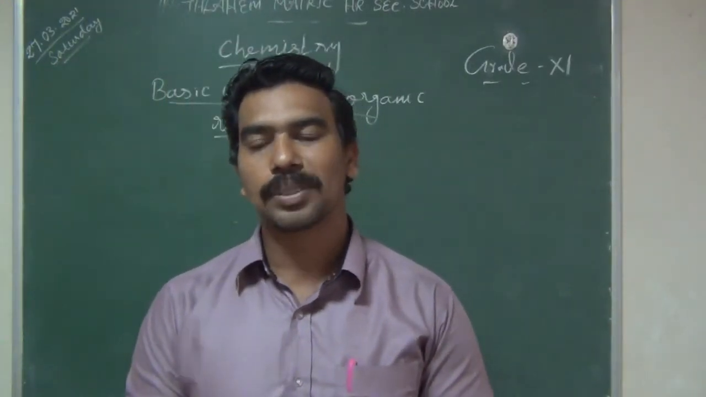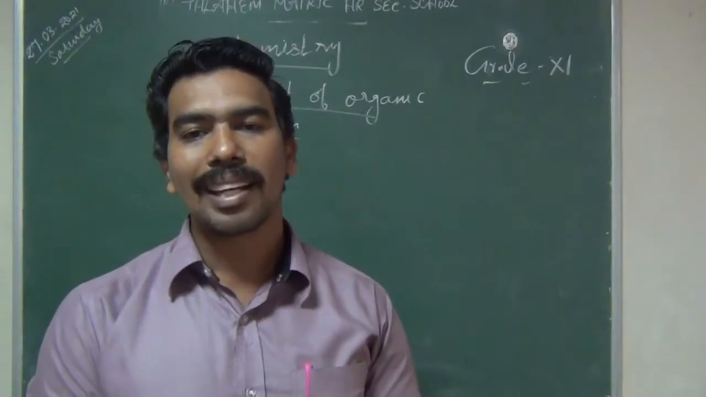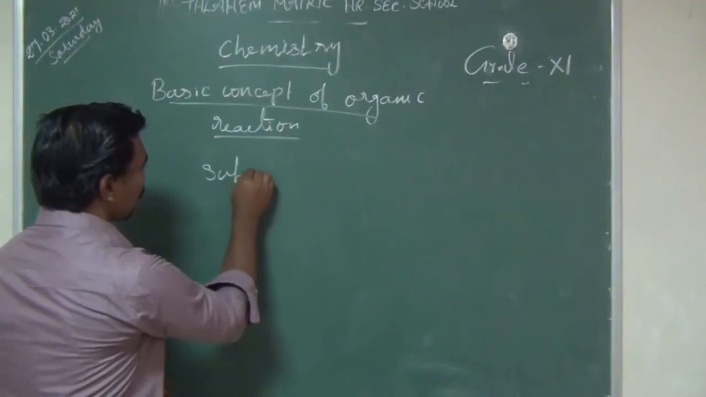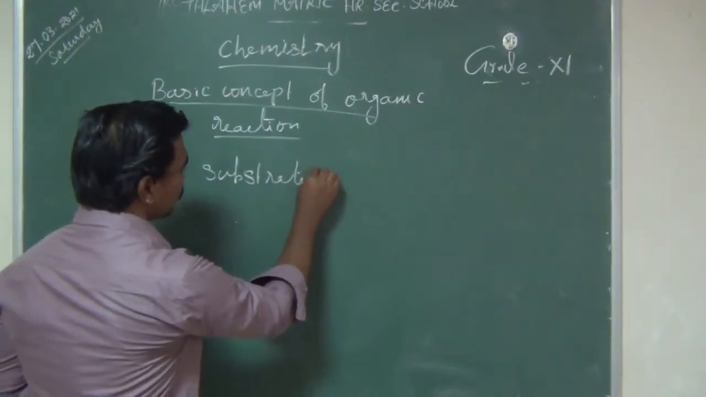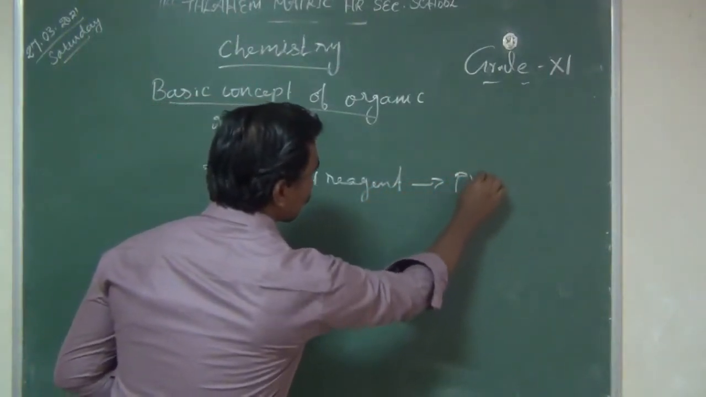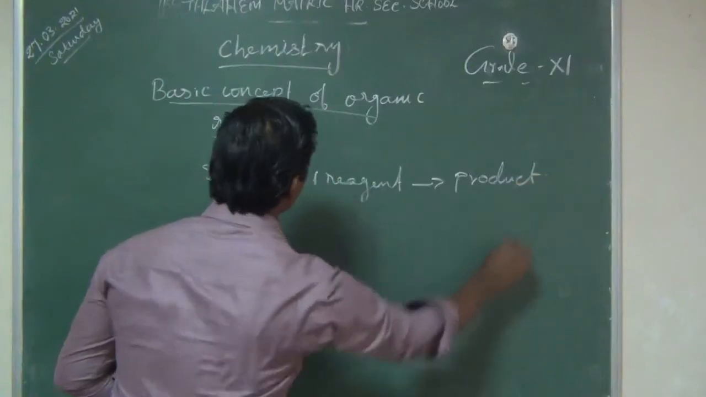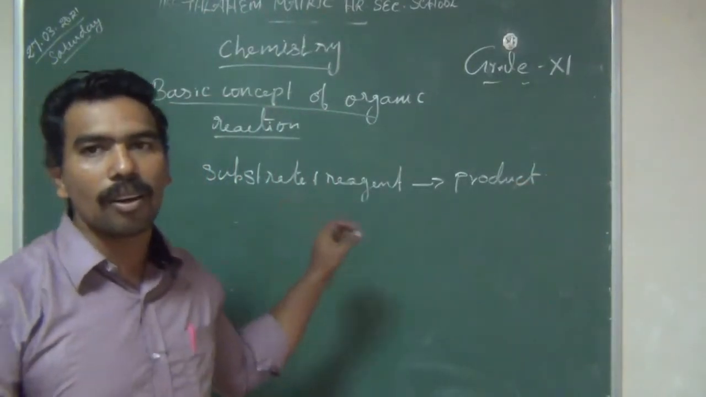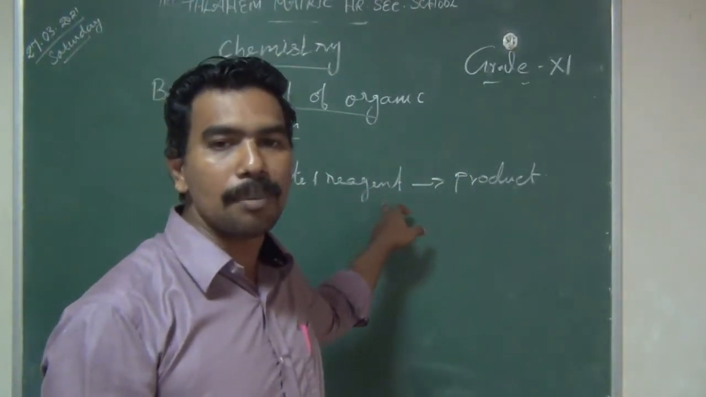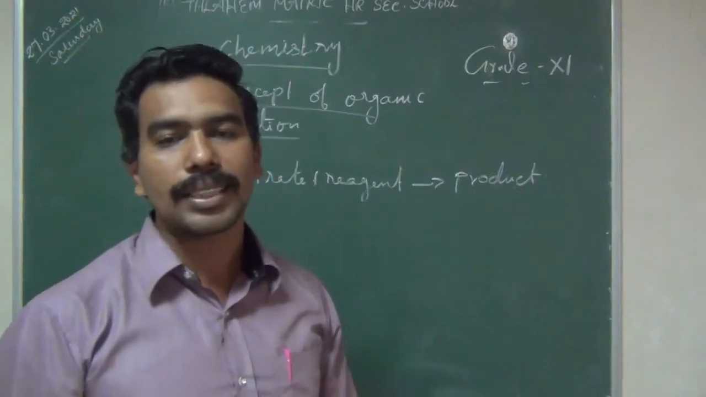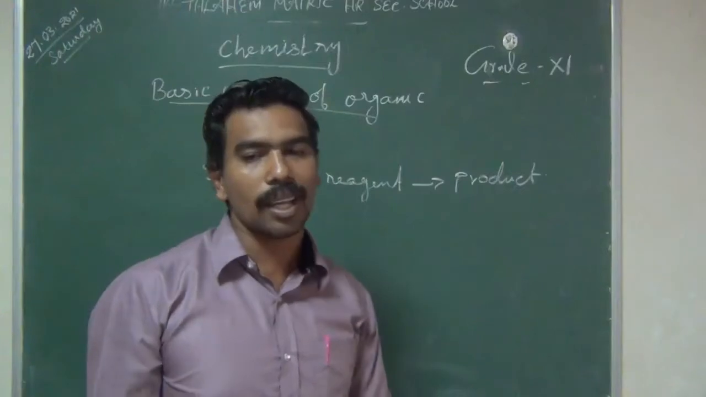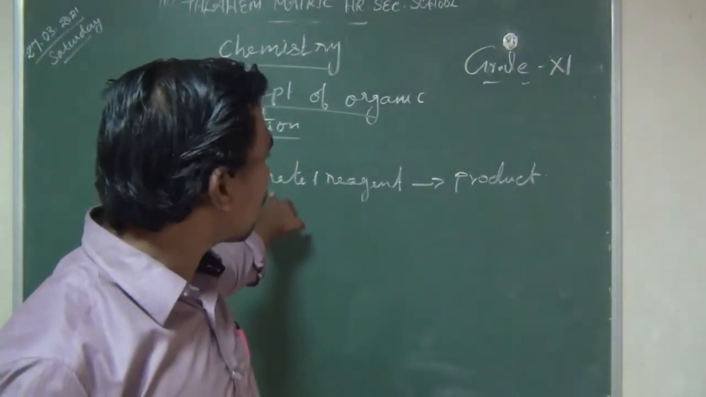Here the reactant substance is also called the substrate, then reagent and product. Substrate means the organic compound. When the organic compound reacts with a reagent, the reagent may be an organic reagent or an inorganic reagent. So the substrate reacts with the reagent to give the product.